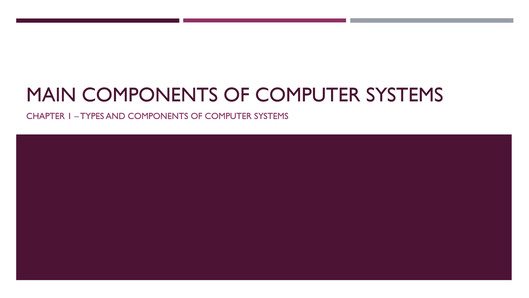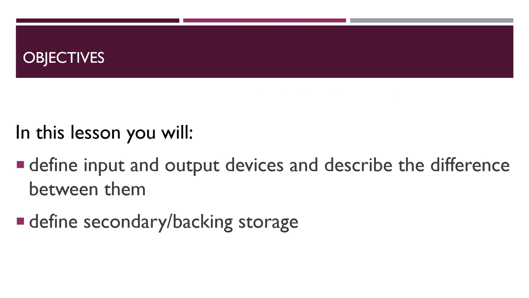We are continuing the main components of computer systems from our last theory lesson, which is from chapter 1 of types and components of computer systems. Today we will be covering all the points that we did not cover in the last lesson.